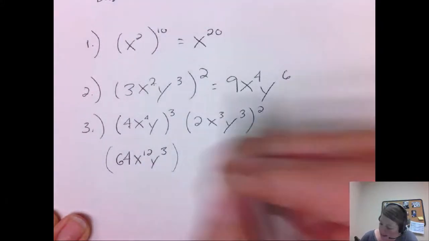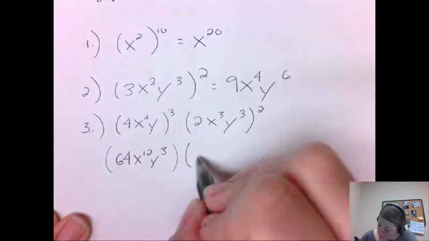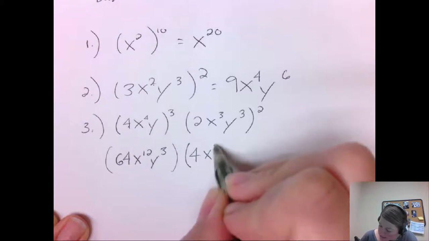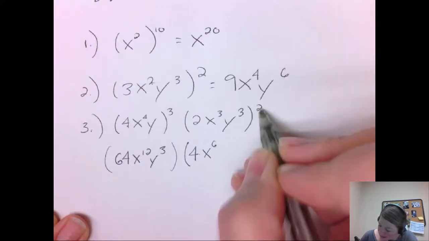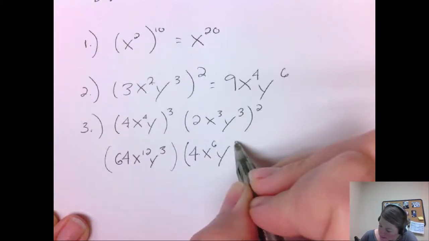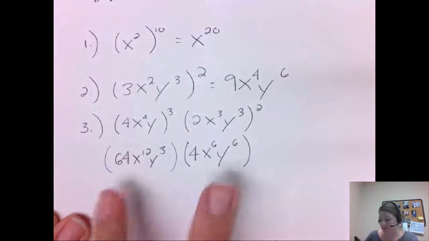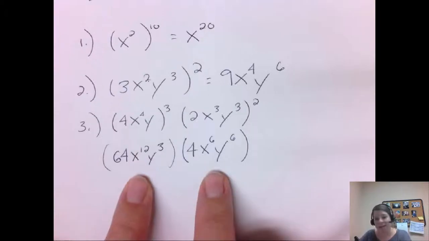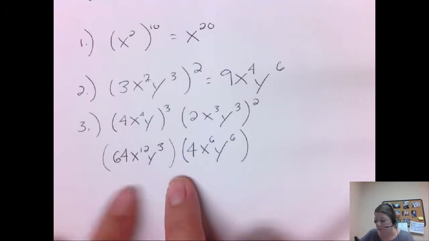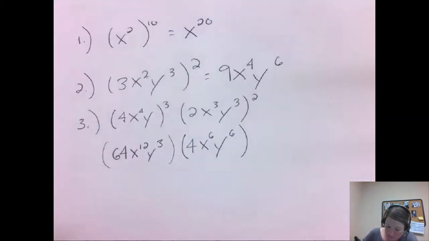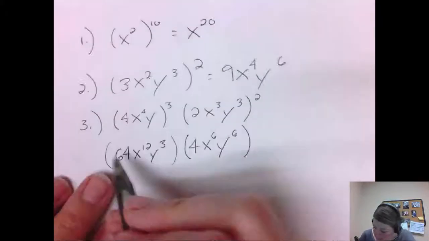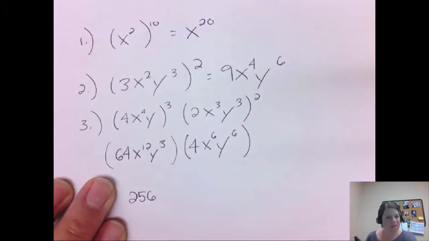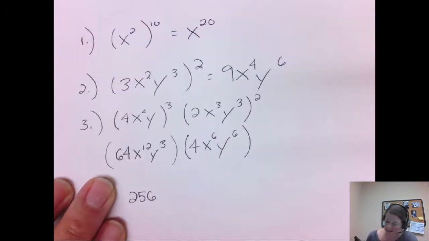Now take the next one. 2 squared is 4. X to the 3rd to the 2nd is going to be x to the 6th. Y to the 3rd to the 2nd is y to the 6th. Now these are both simplified with the outside exponents gone, so these are just a multiplication problem together. So we start with 64 times 4, which I still got my calculator out because I can't remember that one. 64 times 4 is 256. So the numbers, you still do the same process.